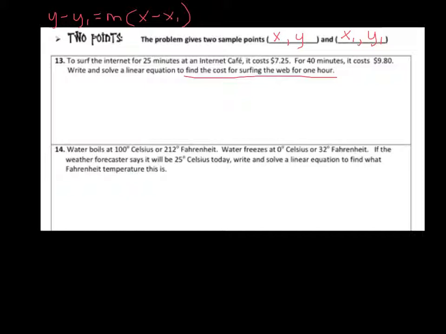So they've given us 2 points. They told us that for 25 minutes, it's $7.25. So that means that when x is 25, y is 7.25. Then they also gave us a point where they told us for 40 minutes, it was $9.80. So when x was 40, y was $9.80.